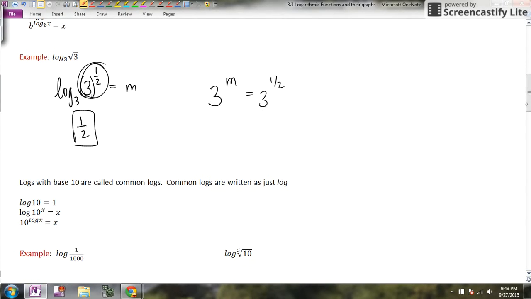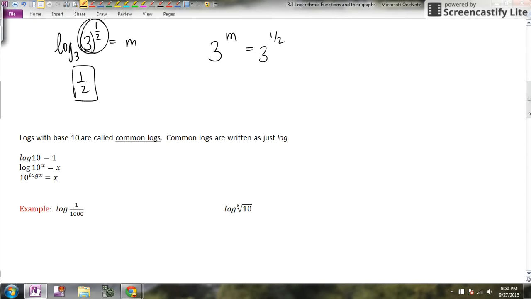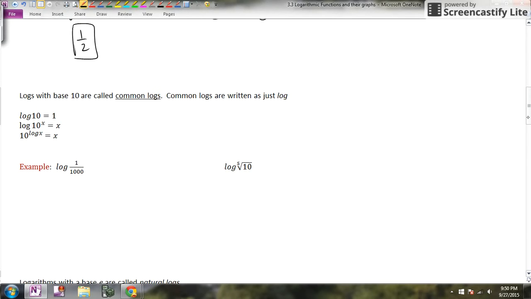Something you want to know is that logs of base 10 are called common logs. So if somebody just writes the word log, it's understood that it is base 10. Like in math, when we have 1x, we don't really write that anymore. We always just write x, right? Well, same thing with logs. Everybody got sick and tired of writing log base 10. So they said, all right, if we just write log, that means base 10. Otherwise, if it's a different base, we'll write something else.